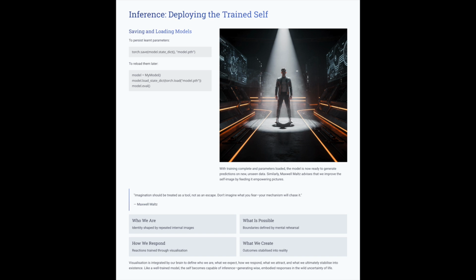Maxwell Maltz advises that we improve the self-image by feeding it empowering pictures. Furthermore, his observations signal how even emotions such as calmness, poise, or charm can be rehearsed. Imagination should be treated as a tool, not as an escape, Maxwell Maltz points out. Don't imagine what you fear, your mechanism will chase it. To conclude, dear friends, visualization is integrated by our brain to define who we are, what is possible, what we expect, how we respond, what we attract, what we create, what we stabilize into.